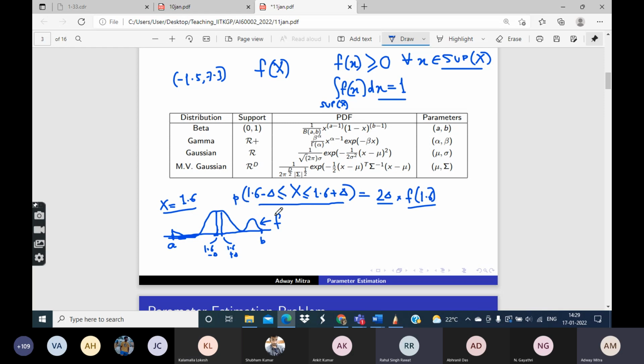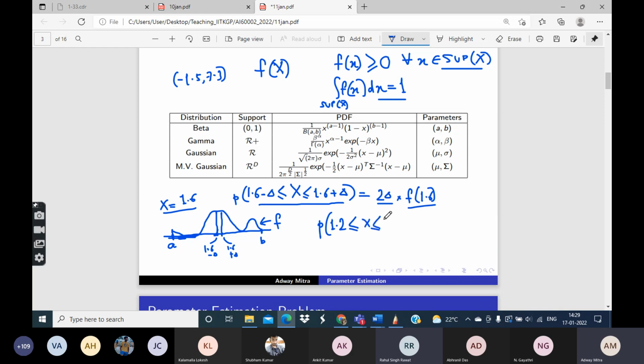So probability and PDF are different things. If we are looking for the probability of an event that the random variable lies within a particular interval, we can calculate that from the PDF using this kind of calculation. But of course, suppose delta is not infinitely small. Suppose I want the probability that x lies between, let's say, 1.2 and 1.8.